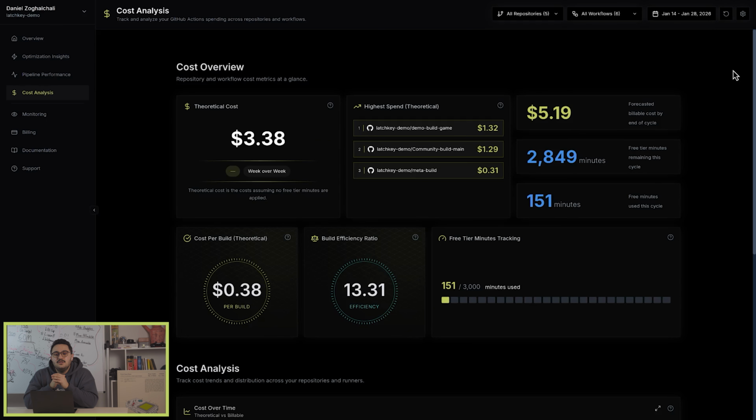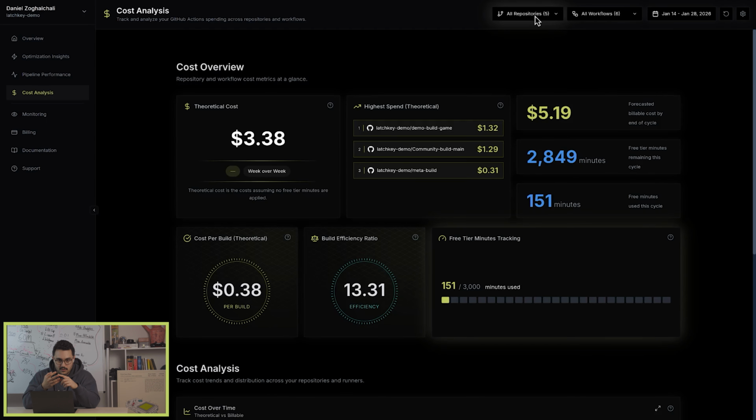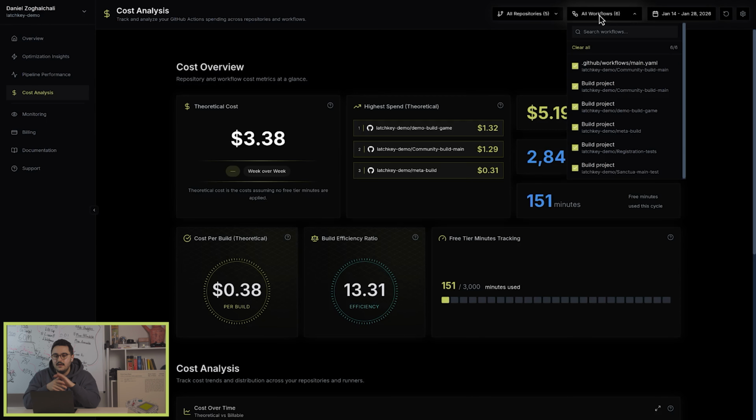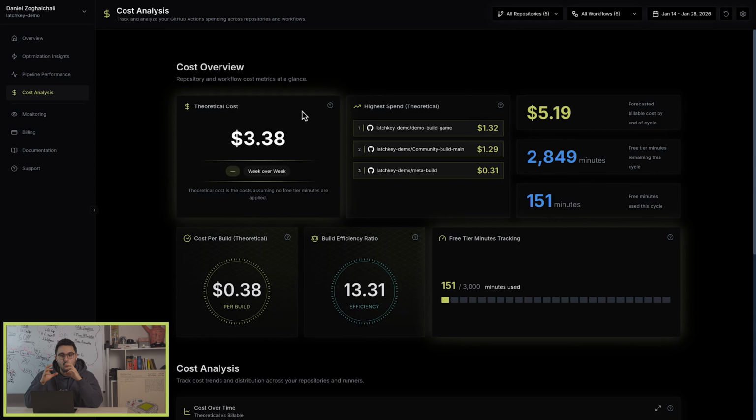As with other pages, you have filters at the top for date range, repositories, and workflows. All the cost data on this page will adjust based on your filter selections. The first section is cost overview.